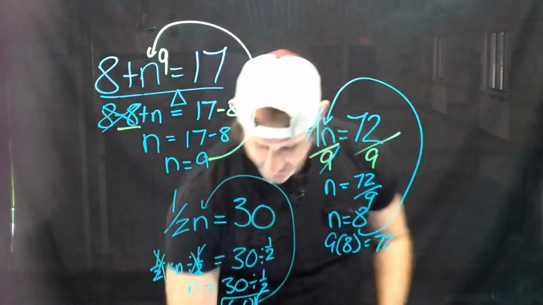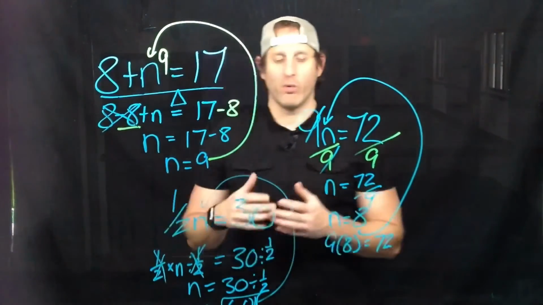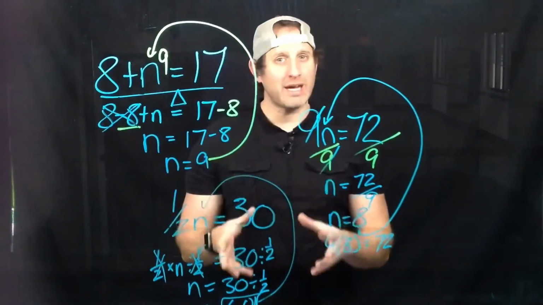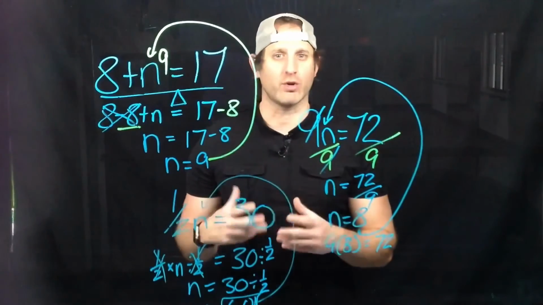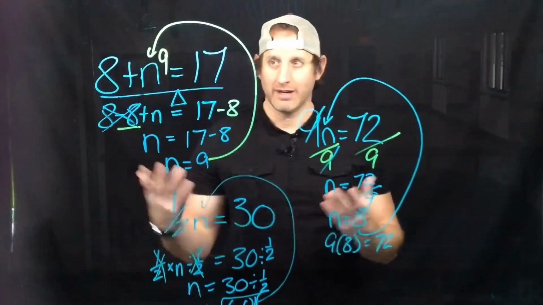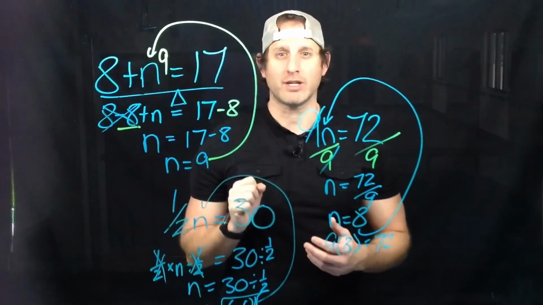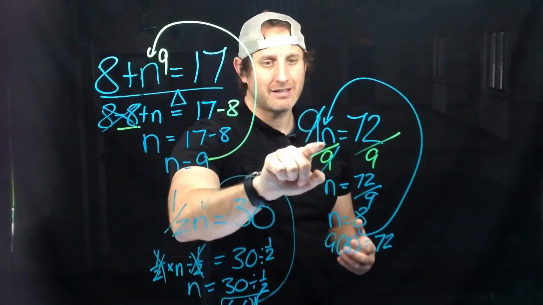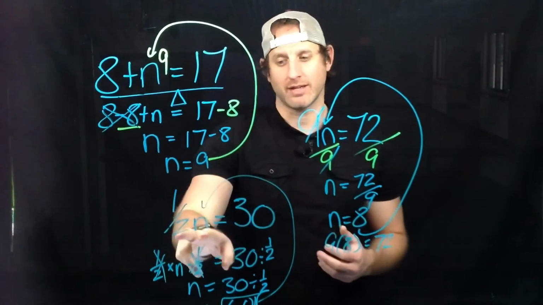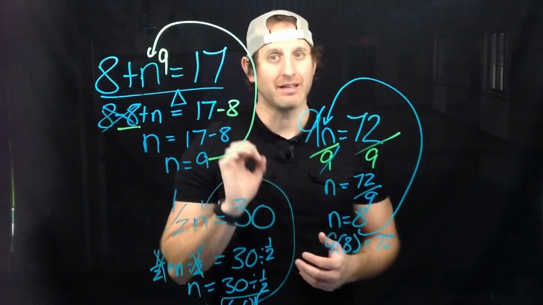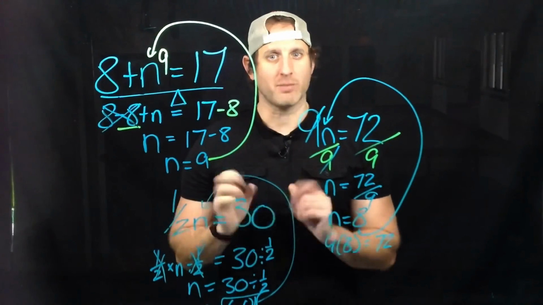So this is how we do one-step algebra. I'll go through the steps with you. What you'll want to do is step 1, read the question out loud so you have an understanding of what operation you're going to be working with. In this case, 8 plus n, we know the operation is addition. 9 times n, we know the operation is multiplication. Same with this. Half times n is multiplication. That's step 1. Read the question out loud, determine the operation.